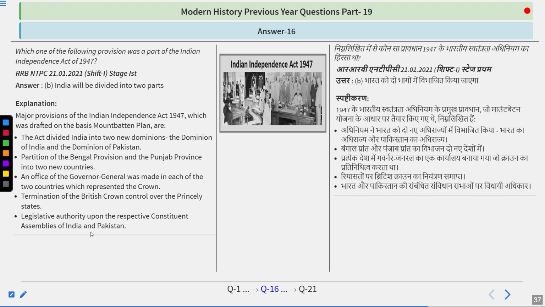And also they appointed a commission to create a demarcation or land boundary between India and Pakistan, which is famously known as the Radcliffe Commission. So do remember, all these happened under the Indian Independence Act of 1947, and India was divided into two parts.